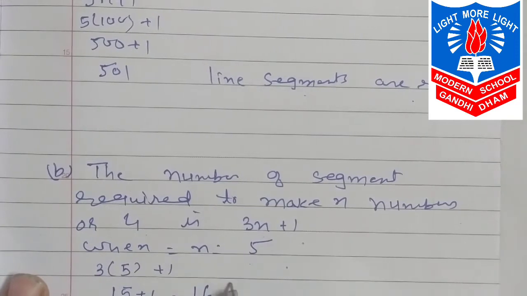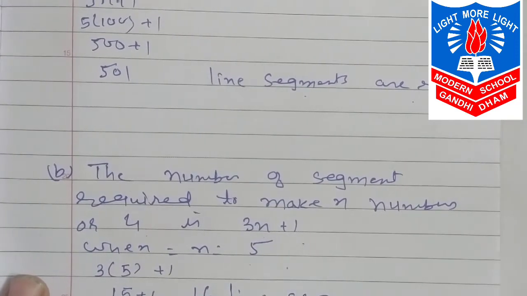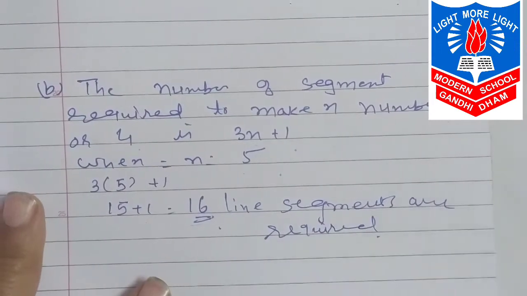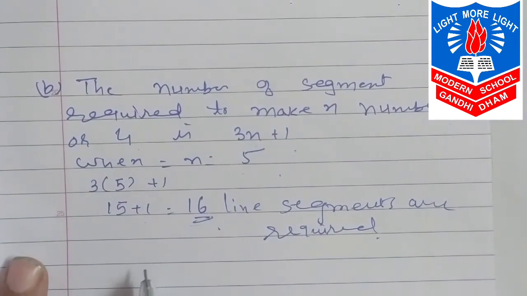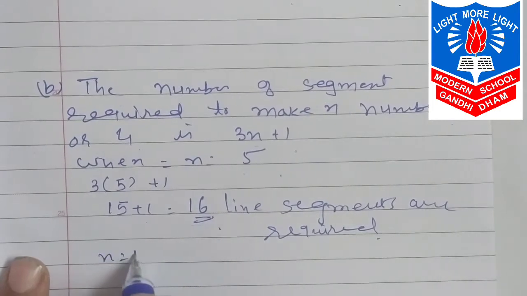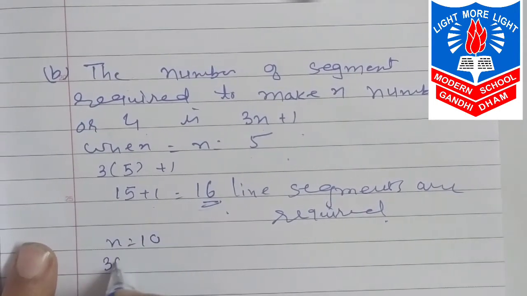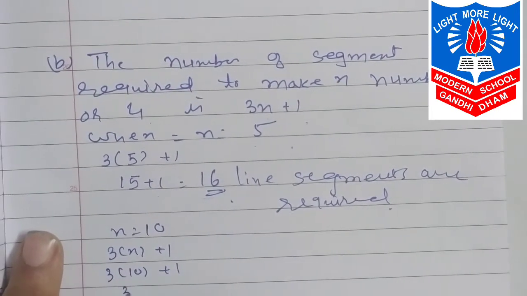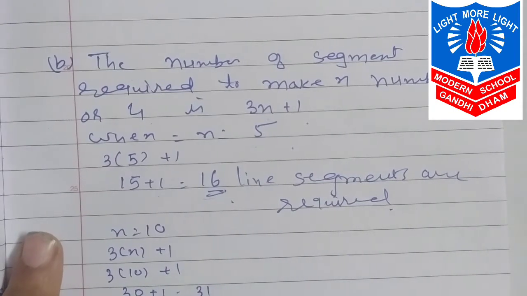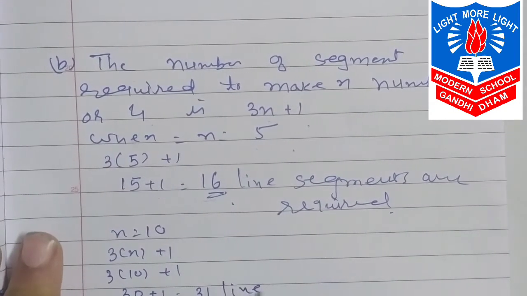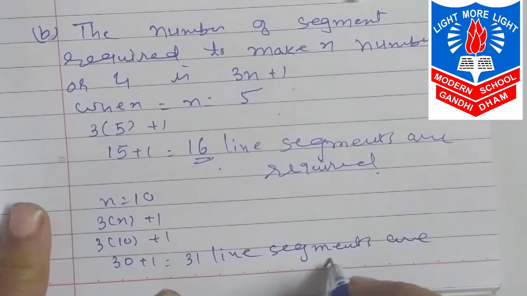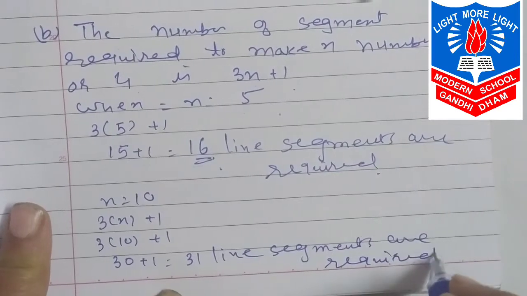That is 16 line segments are required. Then n is equal to 10. So our formula 3n plus 1. So 3 into 10 plus 1 is equal to 30 plus 1 is equal to 31 line segments are required.